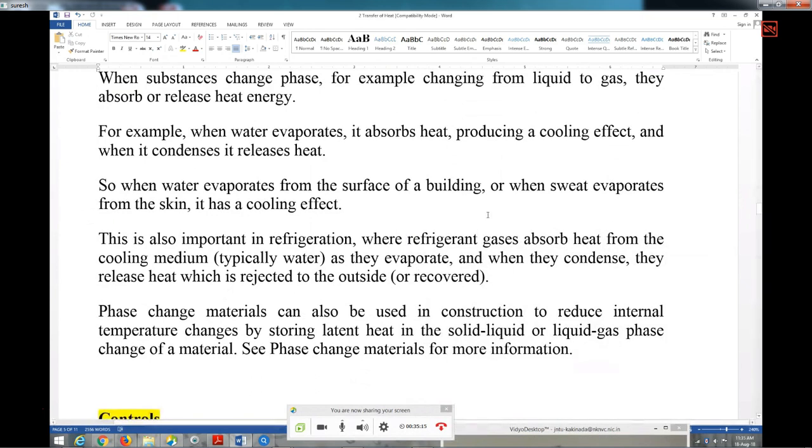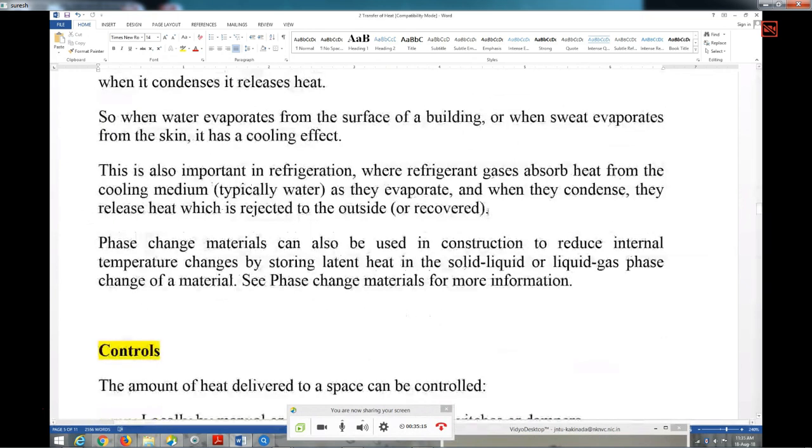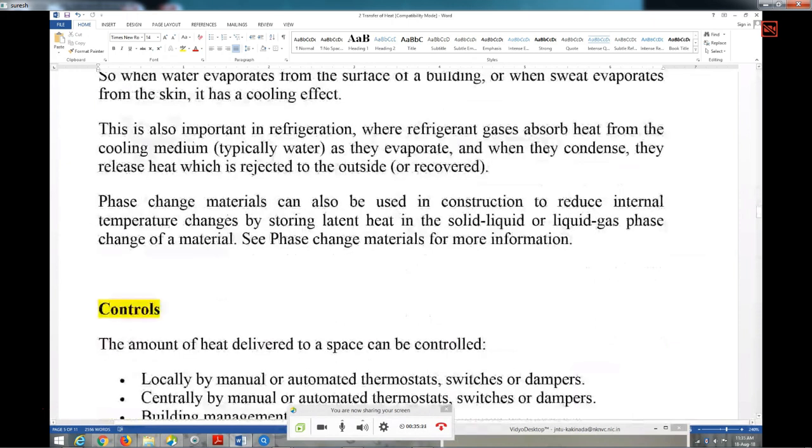This is an important factor in refrigeration also. Refrigerant gases absorb heat from the cooling medium and they evaporate. When they reach the condenser, they release heat, which is ejected outside. This is the mechanism. This means changing its phase from liquid to gas phase, or gas phase to liquid phase.